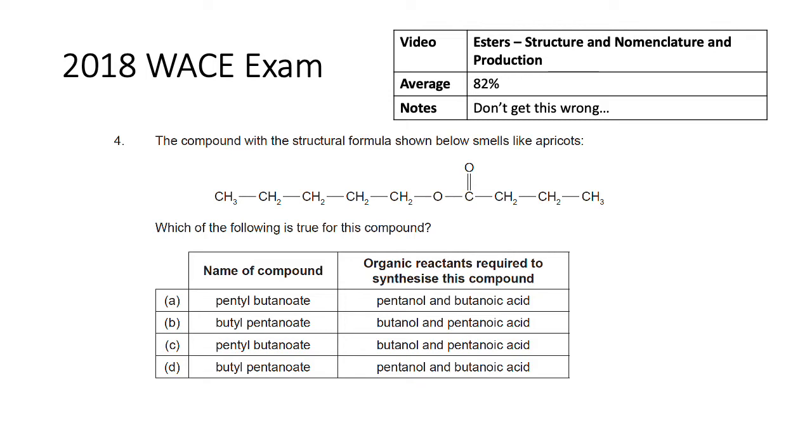This is an ester. How do you tell? Well, look, there's an ester group right there. So, notice the high average, don't get this wrong. Okay, so we should be able to work out which one's the R and the R dash group. Hopefully you remember that this is the R dash group, this is the R group, and the R group comes from the carboxylic acid, and the R dash group comes from the alcohol.